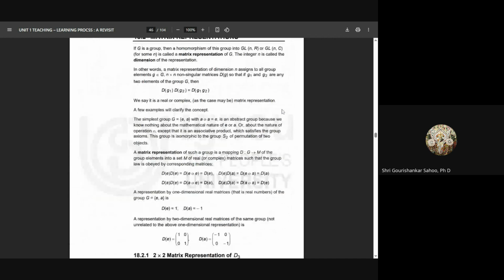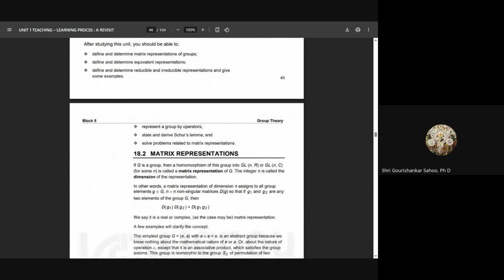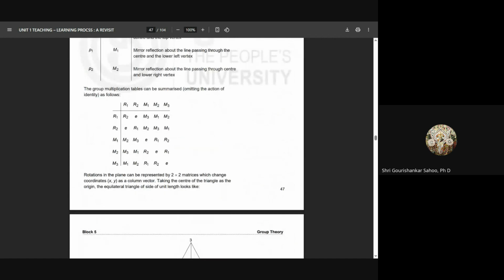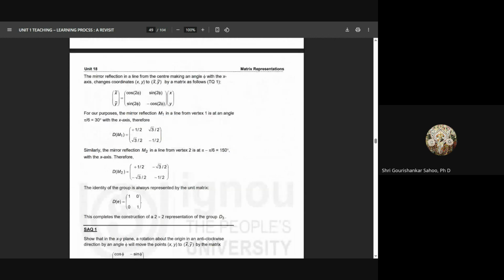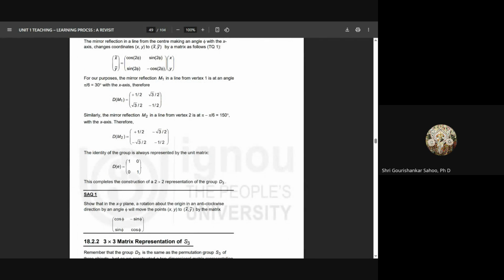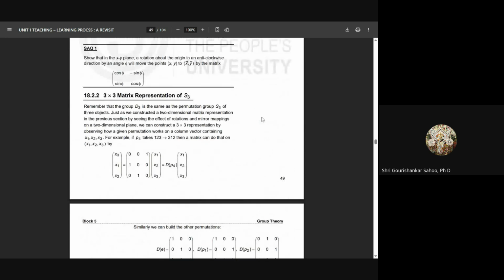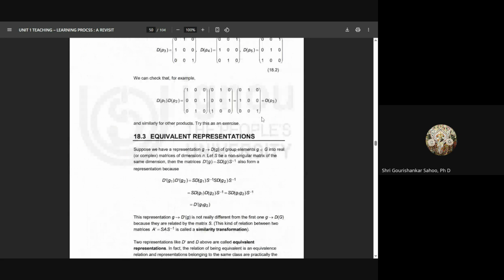Then you can represent it in a matrix form as shown in the screen. So your D(M1) can be written as plus half, root 3 by 2, root 3 by 2, minus half in a matrix form. Then 3 cross 3 matrix representation of S3 you can see here in the screen.